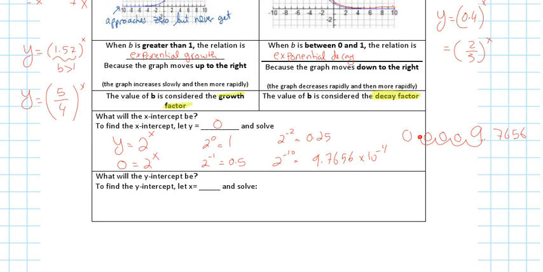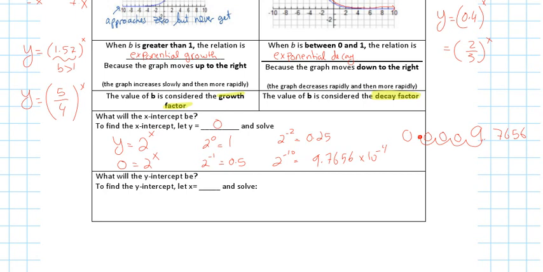So is this number 0 or no? It's not 0. I thought it never touched 0. Exactly. It will never touch 0. So I don't have an x-intercept. Technically there are no zeros; there's no x-intercept.